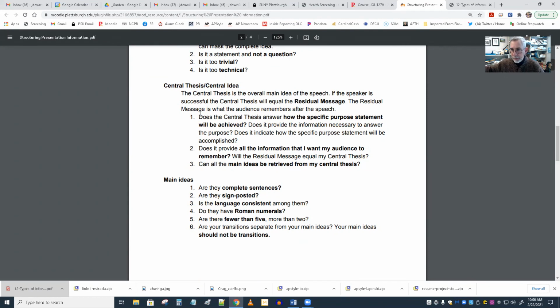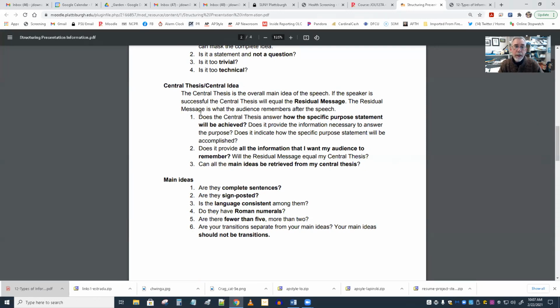And it can't be too technical, which could vary with the audience. Some audiences could be fine with something very technical. Some audiences, maybe not. Ours, we're going to assume is just kind of a general audience. So if it's a highly technical science topic, maybe it wouldn't be appropriate for us. And then we talked about, once we develop that SPS, that right directly from that comes the central thesis.